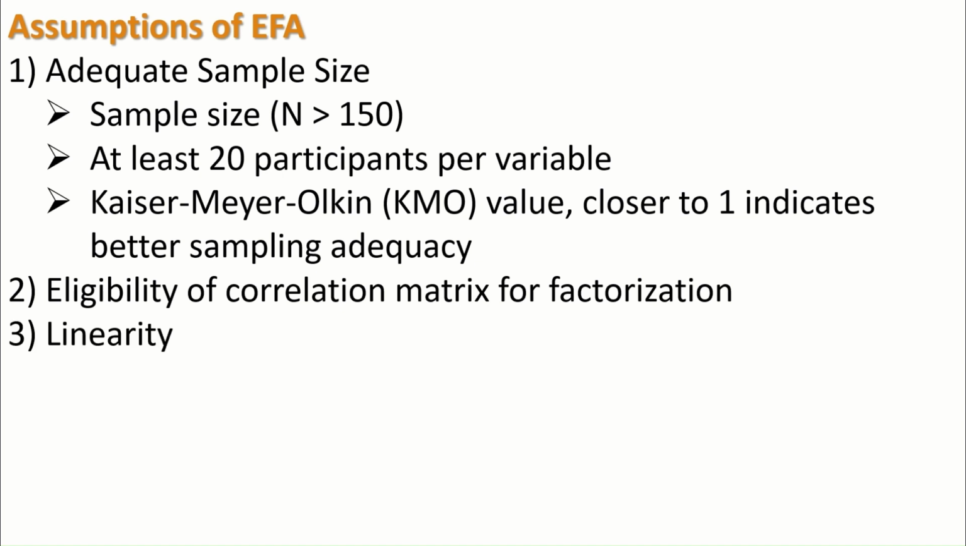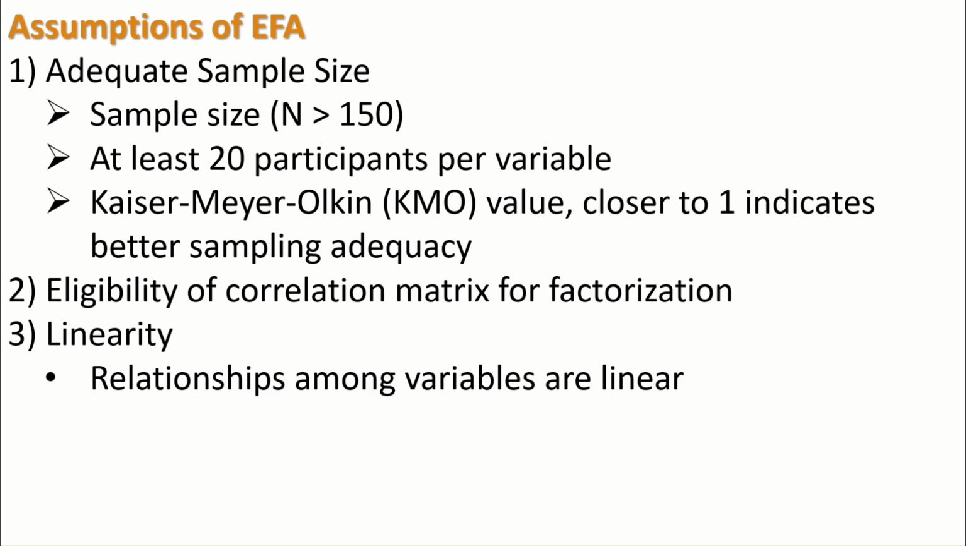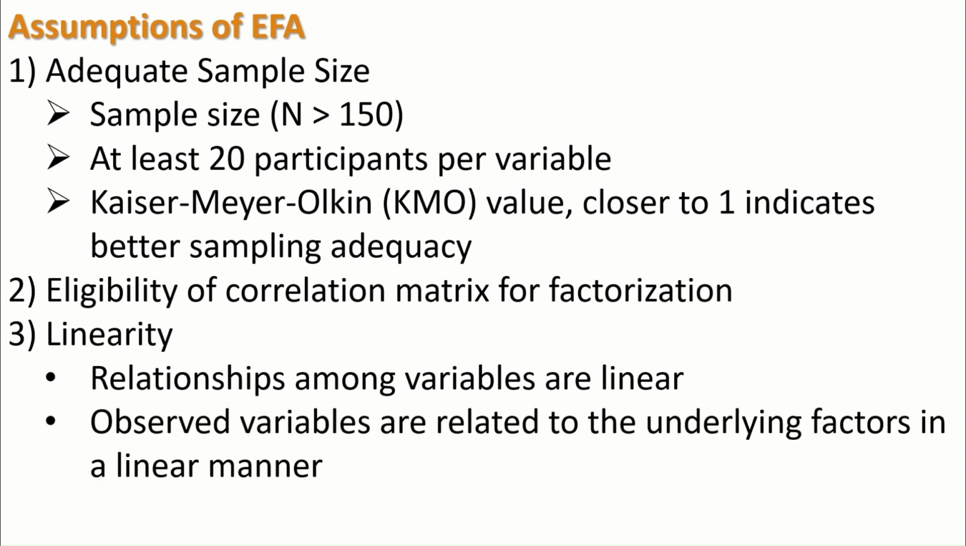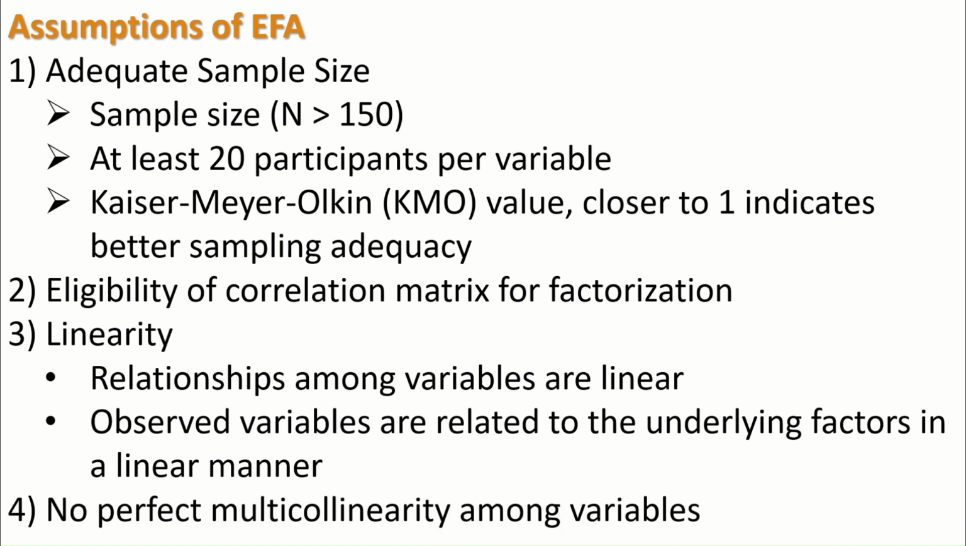The third assumption is linearity. There should be a relationship among variables, and those relationships are linear. So observed variables are related to the underlying factor in a linear manner. The fourth assumption, there is no perfect multicollinearity among variables. So variables should not have a high value of correlation or relationship. The fifth assumption is normality.